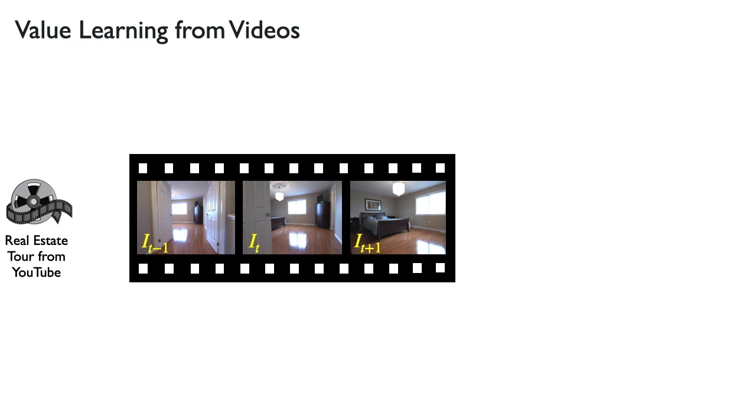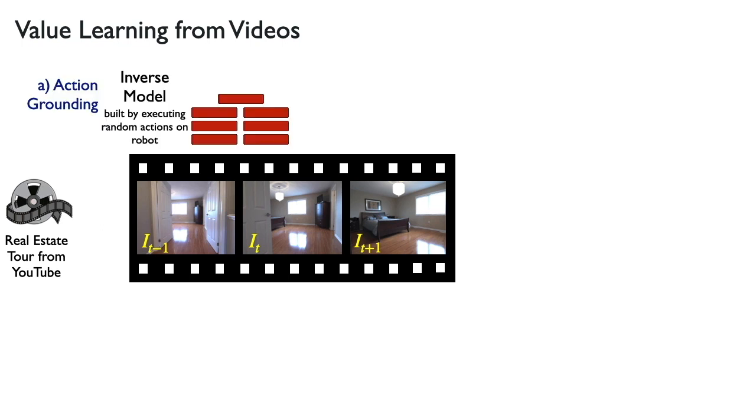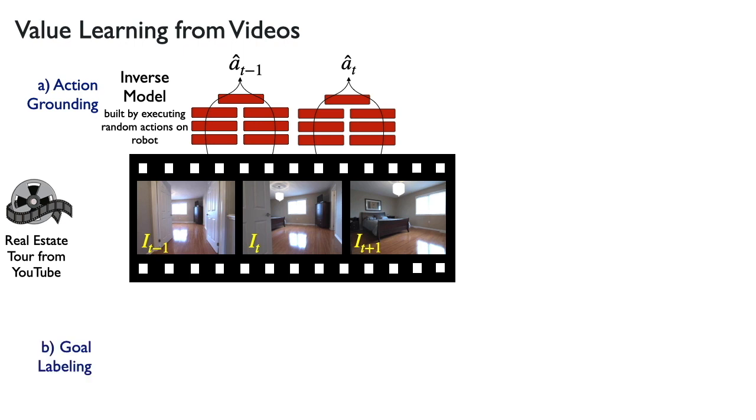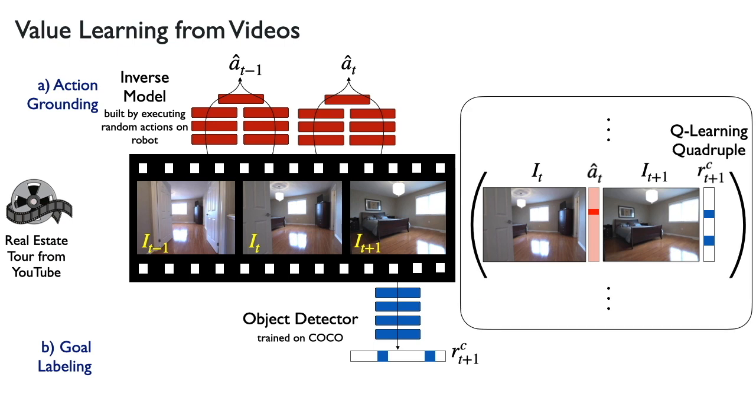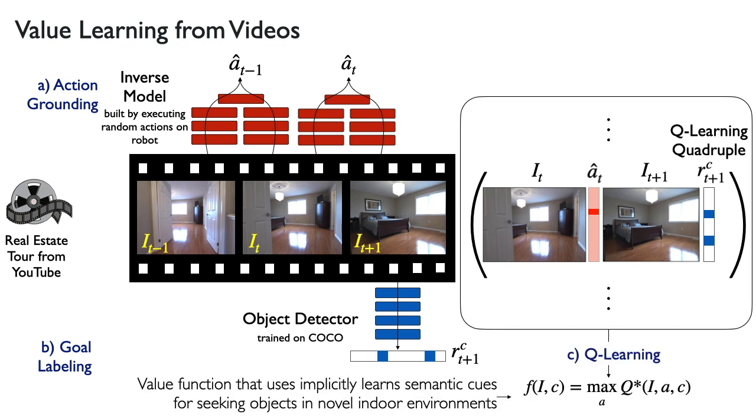Our approach, value learning from videos, starts with real estate tours from YouTube. We use an inverse model that has been trained on random actions executed by the robot to pseudo-label image frame pairs with intervening actions. We next label goal frames using an off-the-shelf detector trained on the COCO dataset. These pseudo-labeled videos are used to form Q-learning quadruples, which allow us to use Q-learning to learn a value function that can implicitly utilize semantic cues for seeking objects in novel indoor environments.